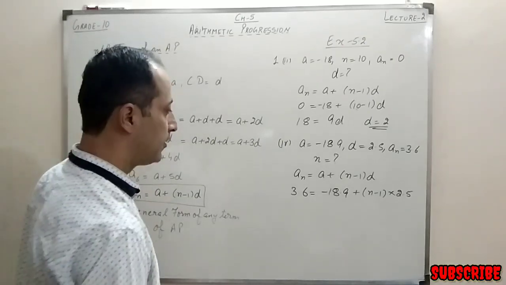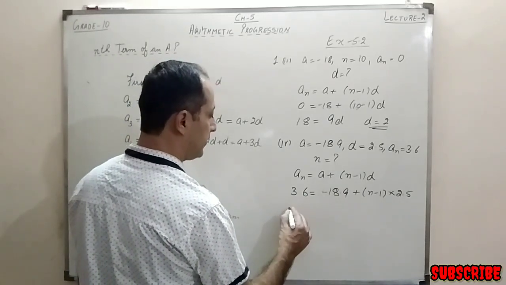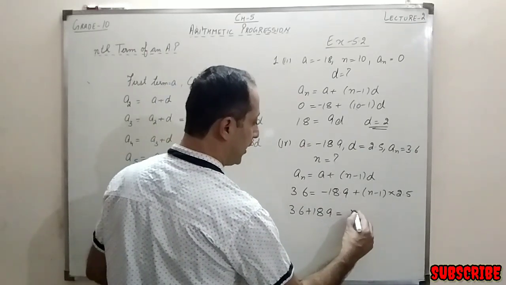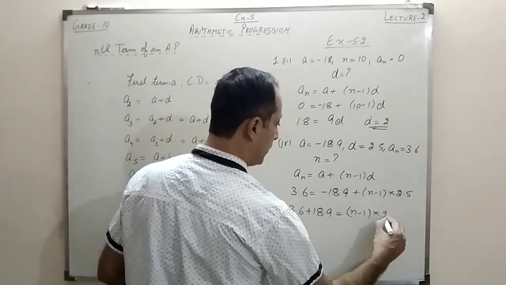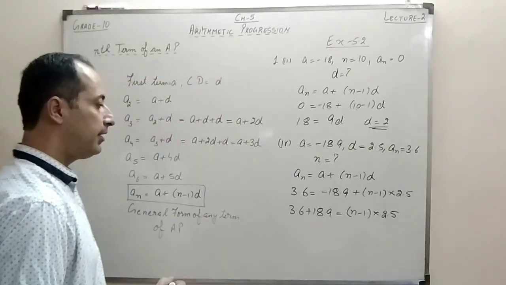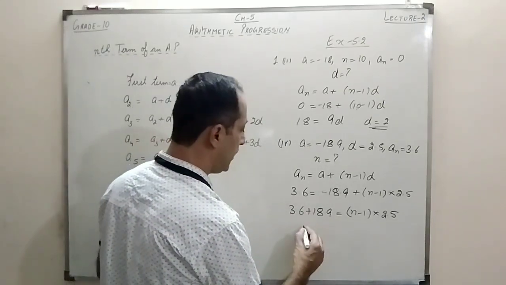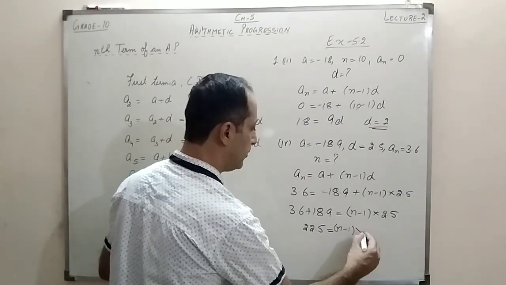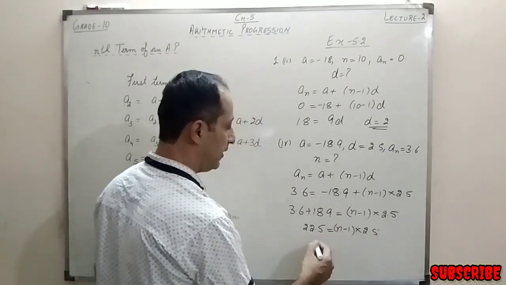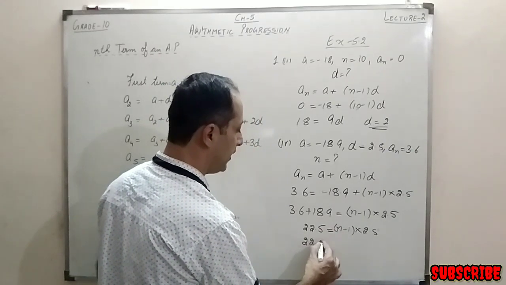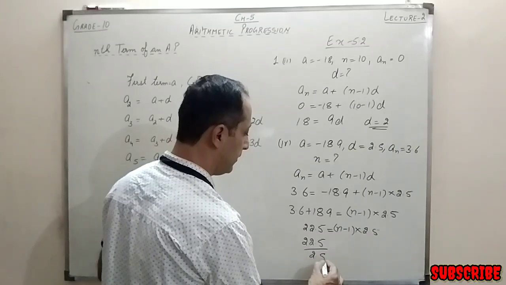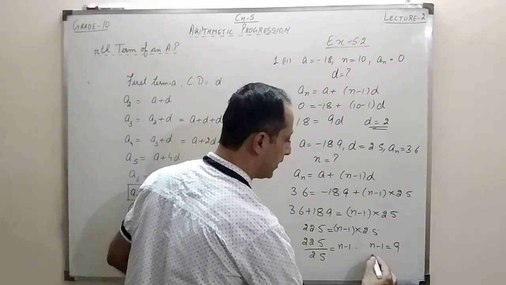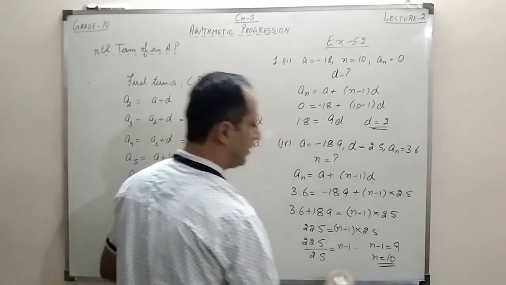Decimals are a little bit tricky, because sometimes students make mistakes in addition or subtraction of decimals. So I take this term to the left side: 3.6 plus 18.9 equals (n minus 1) into 2.5. When I add these two, I get 22.5 equals (n minus 1) into 2.5. So I divide, 22.5 upon 2.5 equals n minus 1. So n minus 1 equals 9, and I get the value of n as 10.